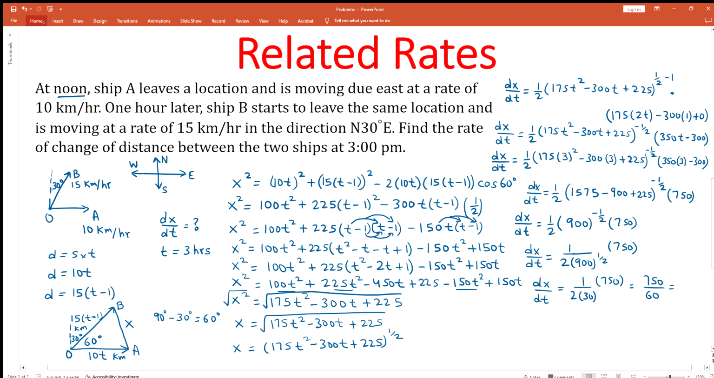750 over 60 can be reduced to 12.5 or 25 over 2, and the unit is kilometers per hour. Because that's the given rate of change, this should be the final answer for this problem. So these are the steps you have to keep in mind to solve a problem like this one.